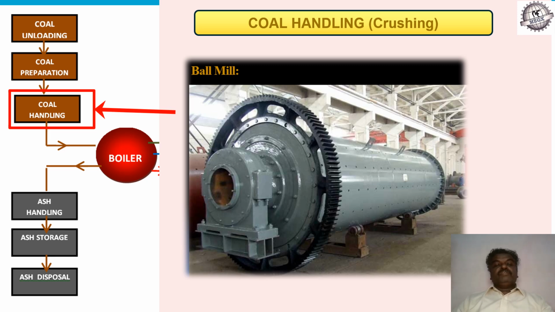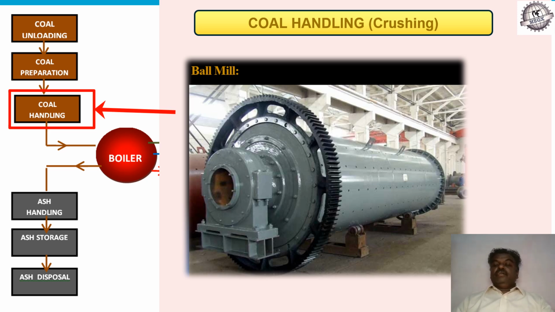And once it is about to be fed to the boiler, the coal has to be once again processed. The coal that comes from the mine will be of a larger size. It will be in the form of chunks, or it will be like boulders. They have to be broken down to smaller sizes. Once again, that's based on the type of boiler that is used in the power plant. And most boilers require coal in the form of powder.